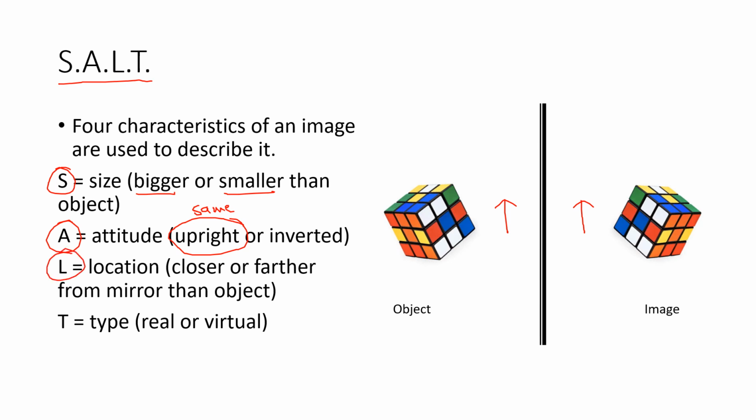The third one is location. Is the image further or closer to the reflective surface than the object? And you already know that for a flat surface, the location will be the same distance to the reflective surface. And finally is the type of image. If it appears that the light is coming from behind the reflective surface, that's called a virtual image, and that's what you have with a flat mirror. Some mirrors will produce an image on the same side as the object, and you would call that a real image. So we'll see some of that in the lessons going forward.